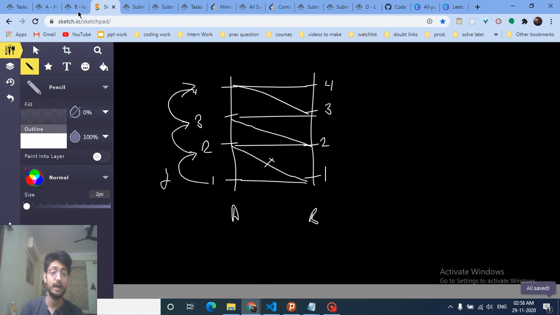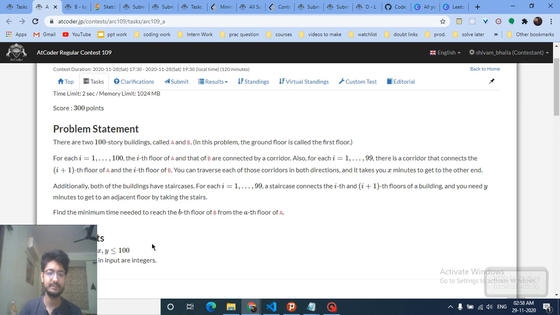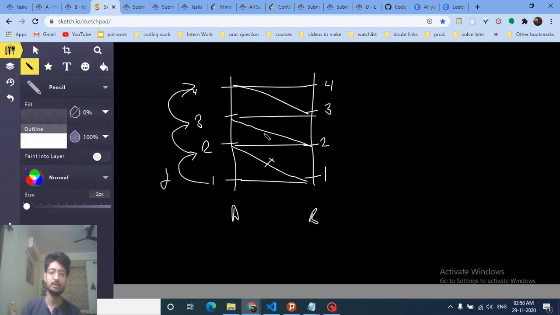And now the question statement states that you have to find the minimum time required to reach the bth floor of B from the ath floor of A. So you are on some floor of A and you have to reach some floor of B. Then what is the minimum time required? These are the corridors which take X minutes, and these are the stairs which require Y minutes. So that's the whole problem.